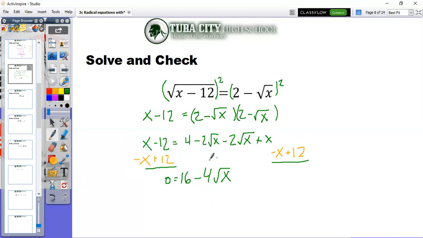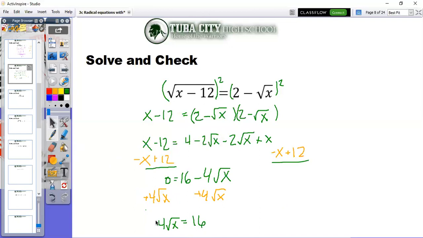Okay, now I am going to move this side. So I want to move my x on over to the other side. That way I can make it positive. So we always want to keep our variables positive. So I'm going to add 4 root x to both sides. And I get 4 root x equals 16.